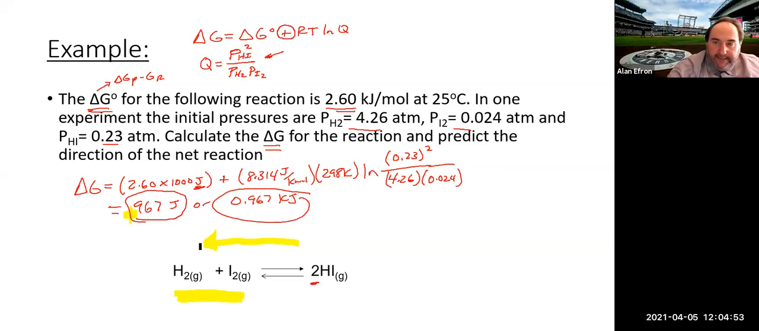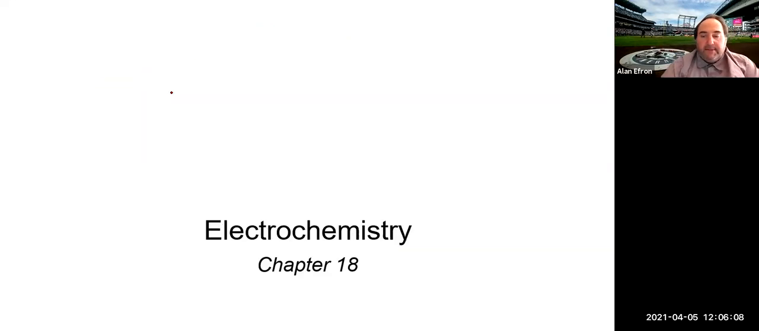Okay, so that wraps up, like I said, chapter 17. We're then going to roll here into the next chapter, which is some electrochemistry. So just give me a second here. So we're off to electrochemistry here.